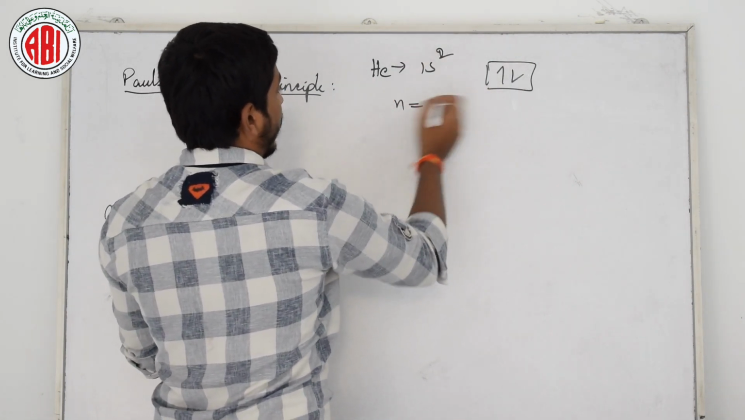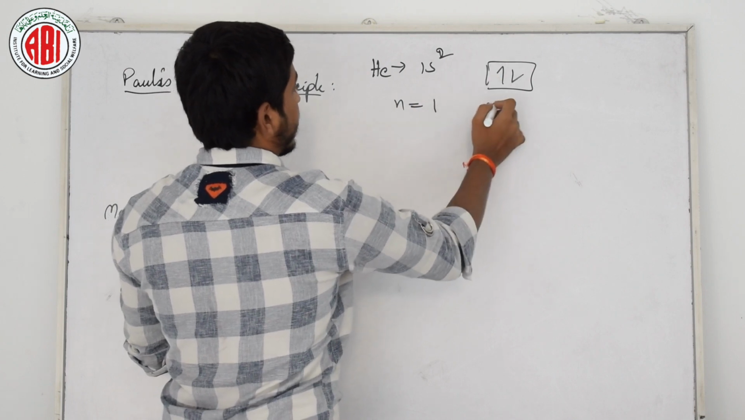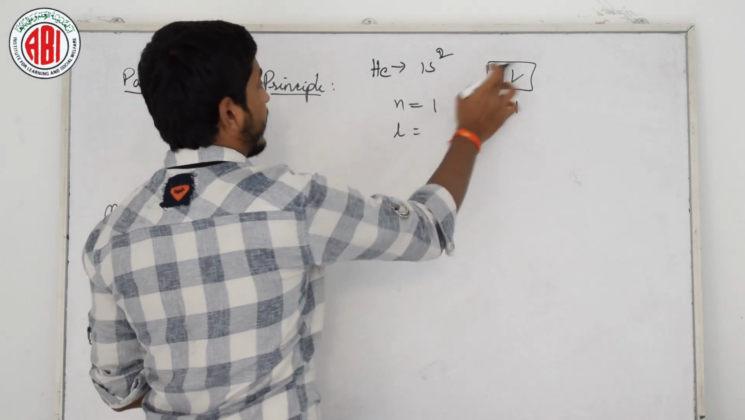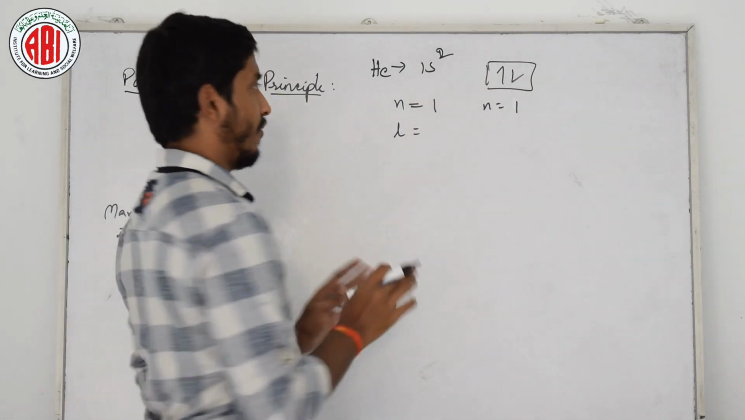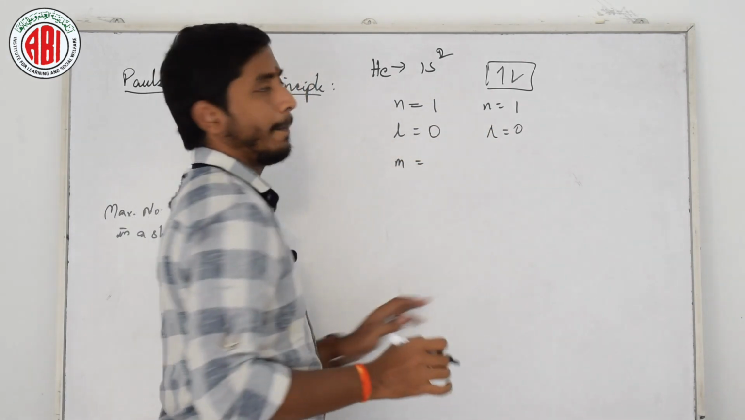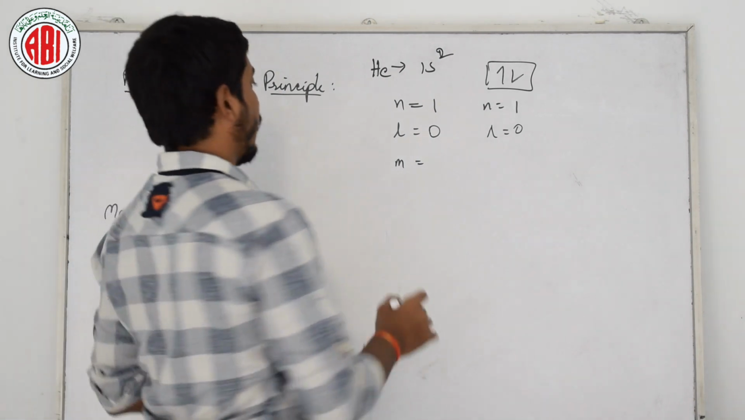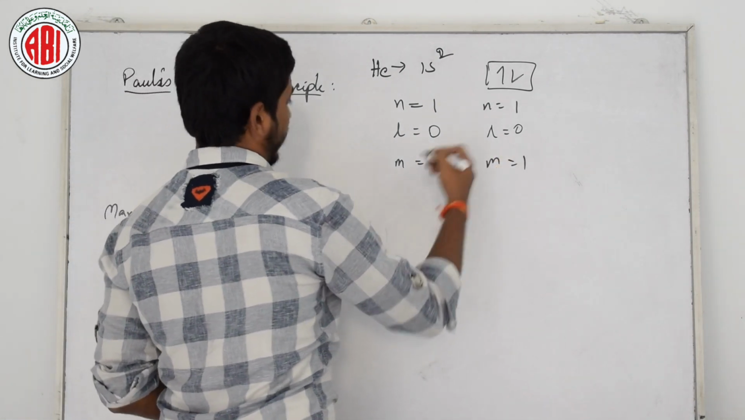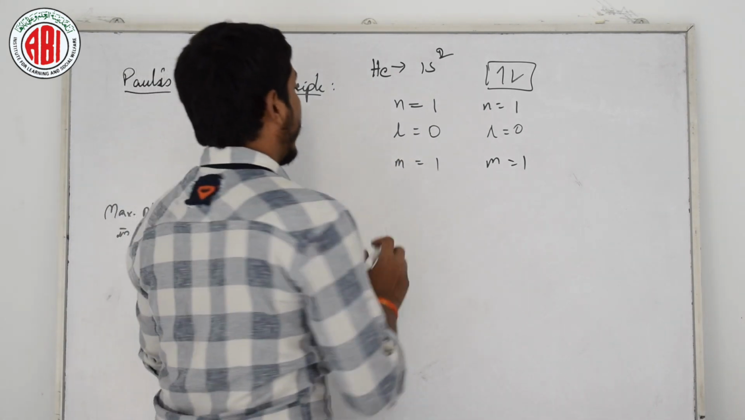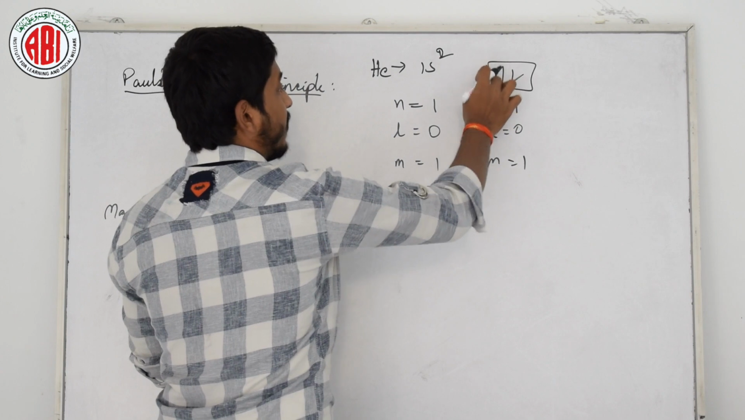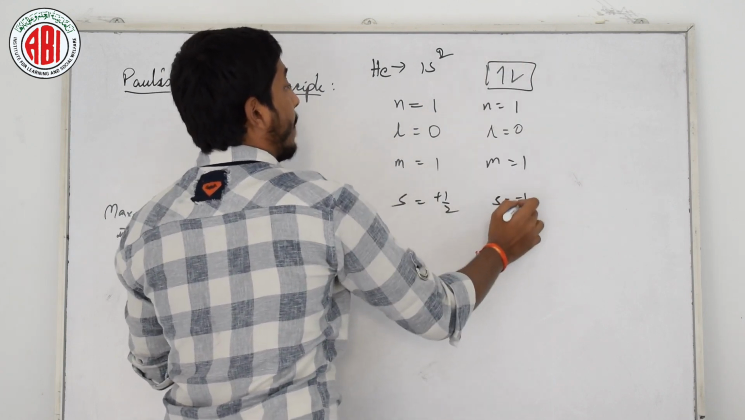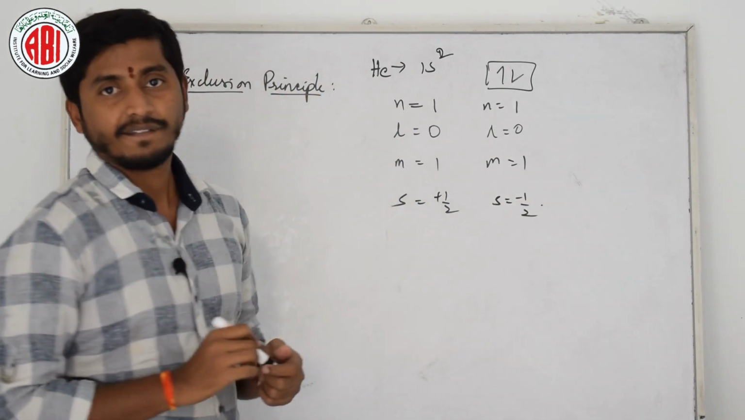The n value for the first electron is 1, the second electron is also 1, right? The l value, since it is an s orbital, is obviously 0, right? What is the value of m? There is only one value, so the total value is 0. It has only one space. When it comes to spin, what is the spin for this? It is plus half. What is the spin for this? It is minus half. Is it clear?